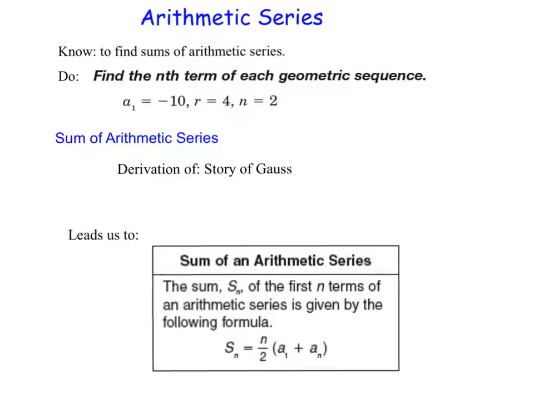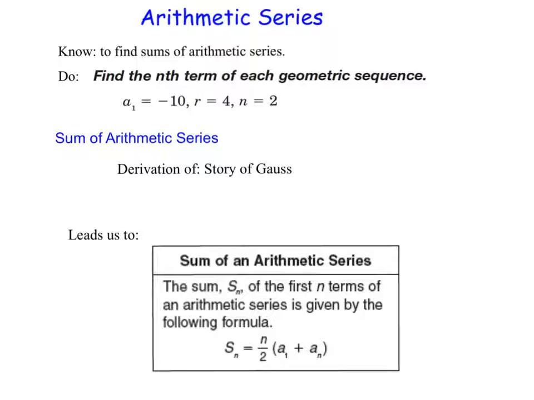Good day, folks. Our objective for today is we are going to find the sum of an arithmetic sequence. And when you're all done today, you'll be able to do a problem like what I've shown here. All right, now I want to really quickly refresh a little bit of what we did last time.